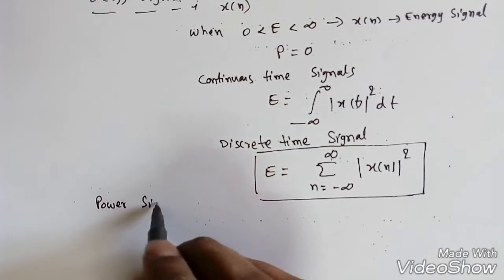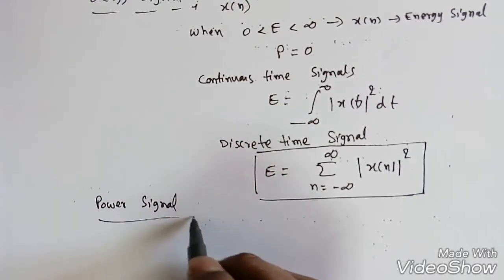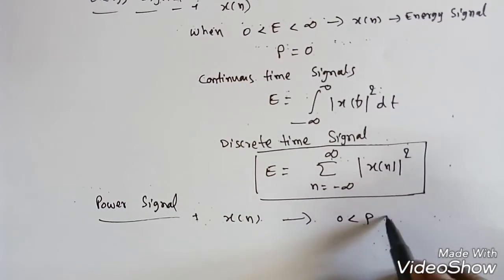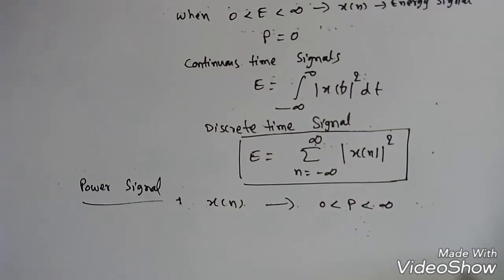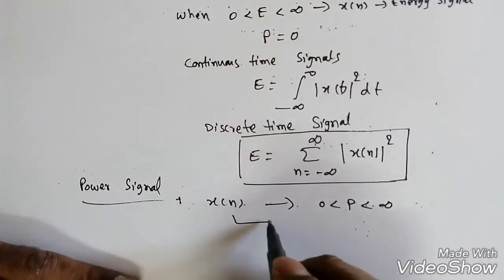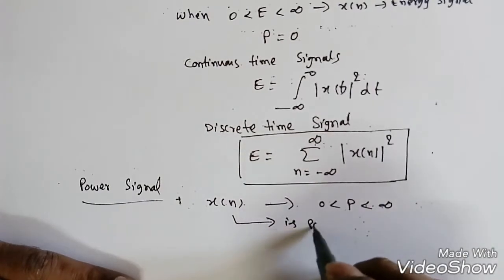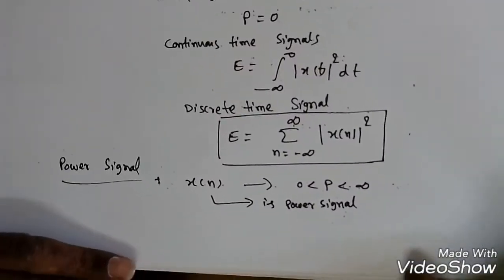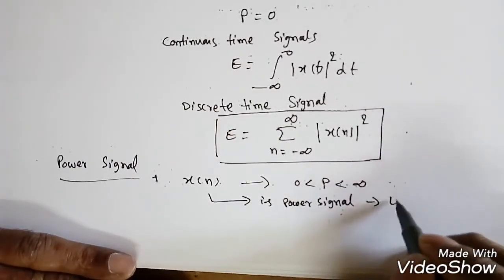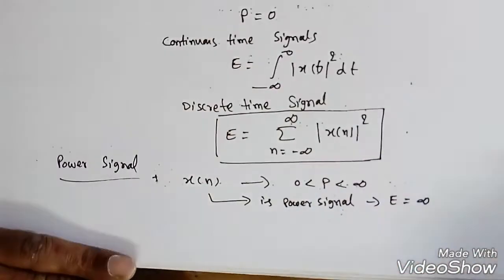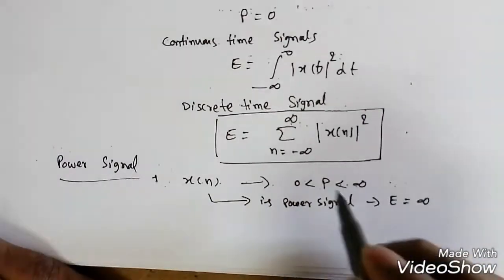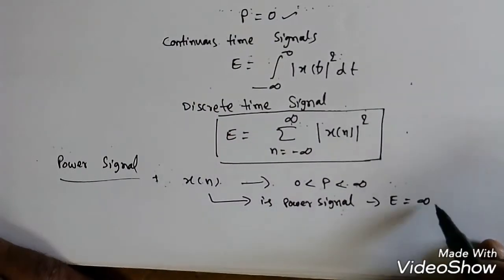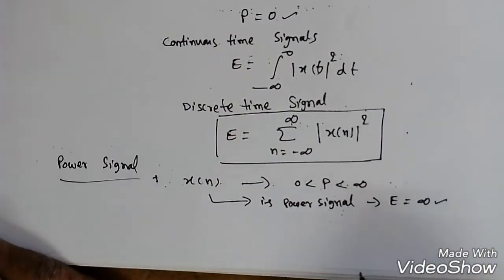Similarly, what is the power signal? That means the power should be a finite value. If x of n is there, and the power is between 0 and infinity, that is, the power is a finite value, then we can say x of n is a power signal. For power signals, the energy is infinity. So for an energy signal, the power should be 0, but for a power signal, the energy should be infinity.